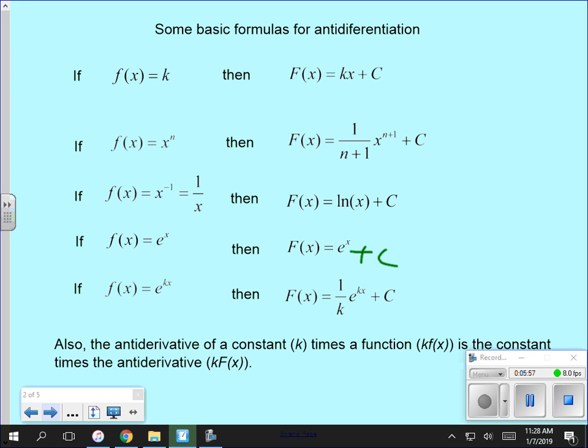If you have e to something times x, it's 1 over that something times x out front. Okay, we'll do some examples here. It will get more complicated than this as we go forth.